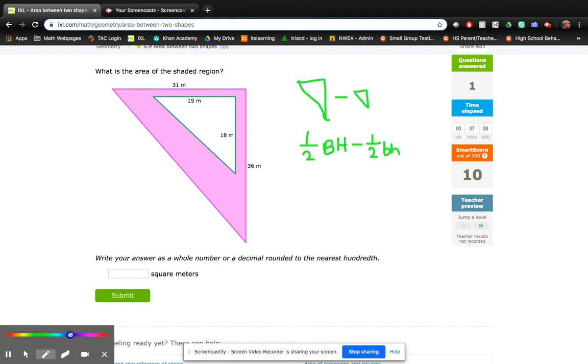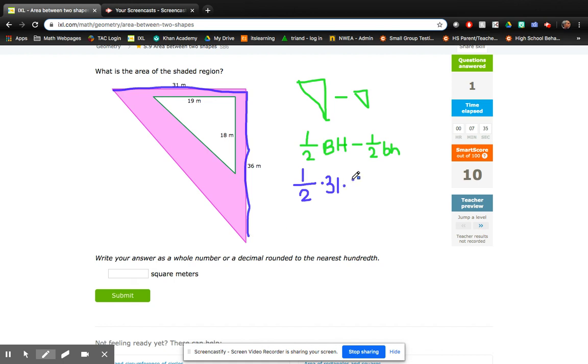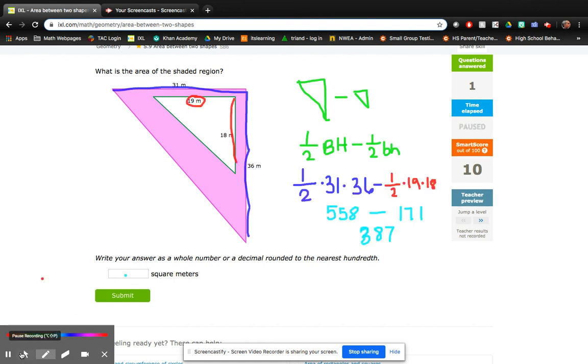So if I think about the big triangle, and maybe you need to turn your head upside down, this is the actual base. If we were going to sit it on the table, we wouldn't sit it on its point. We would sit it here at 31. So my uppercase B is going to be 31. And my height then is going to be how tall it would be if it were sitting on a table. And that would be 36. Leave it as is and type it in as 387.